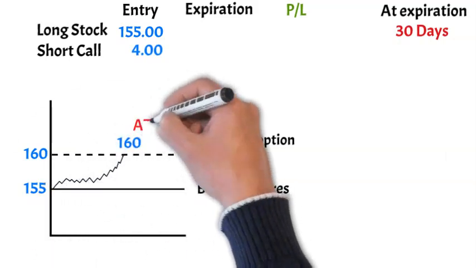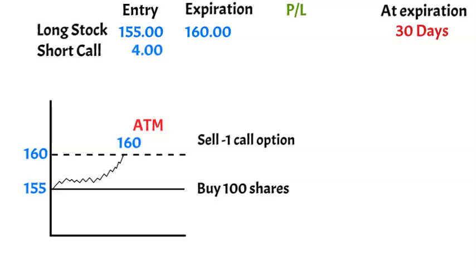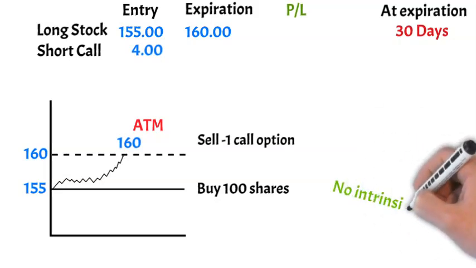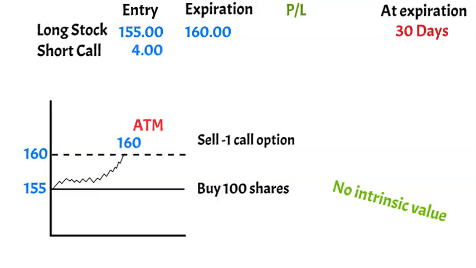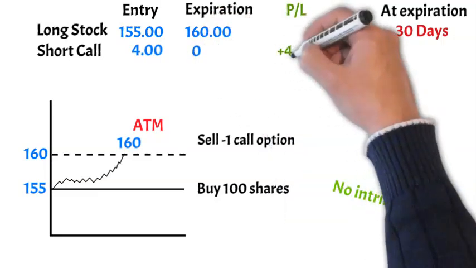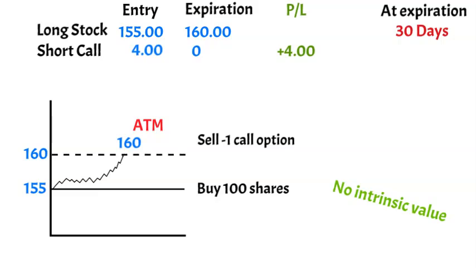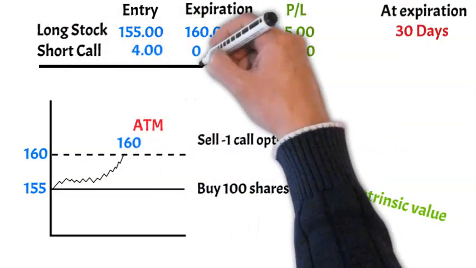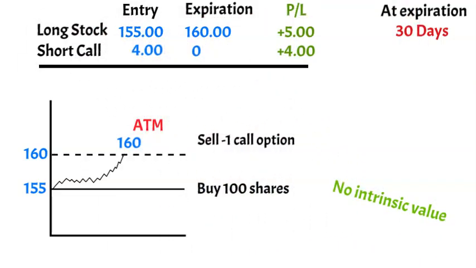Your call would be at the money. Since it did not go past 160, it is not in the money, meaning the call has no intrinsic value. The call would just expire worthless. You would keep the $4 in premium, and you would also see a $5 gain on the stock. So you would have a total profit of $9 or $900 total.